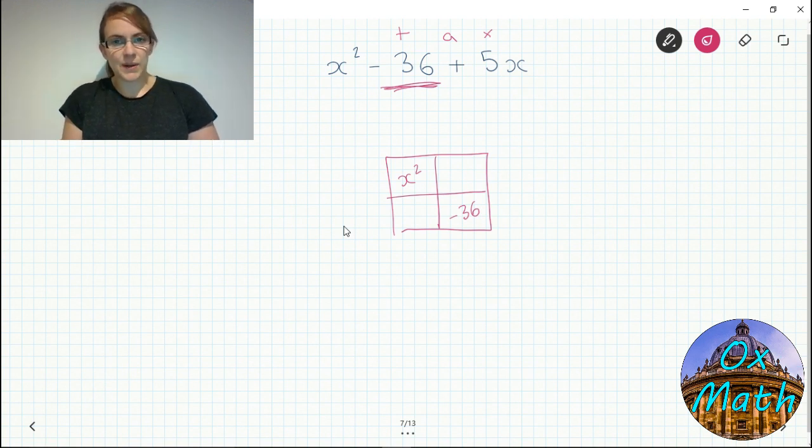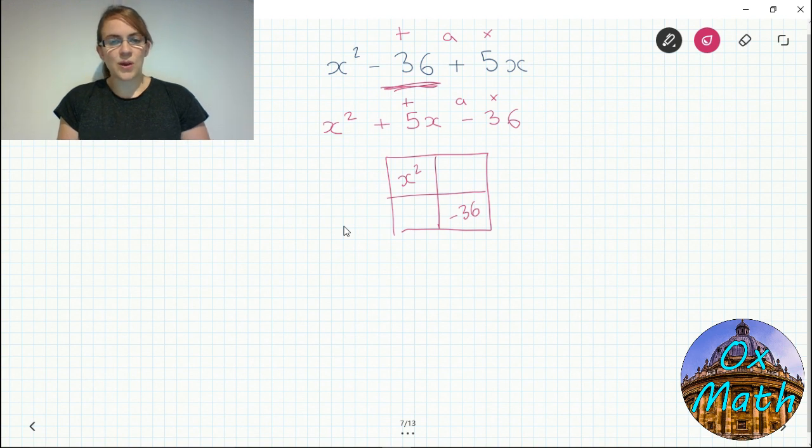So the easiest way to do it is to rewrite the quadratic with the highest power of x to begin with, and then write them in order with decreasing powers of x. So x squared plus 5x minus 36. And then our TAX method does work. So you need to be really careful.